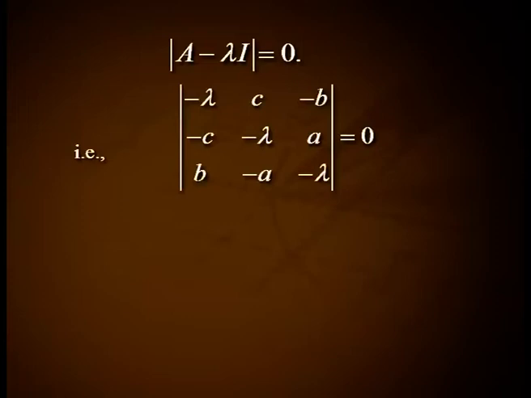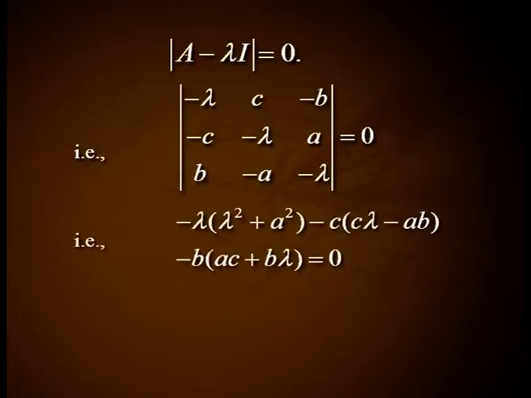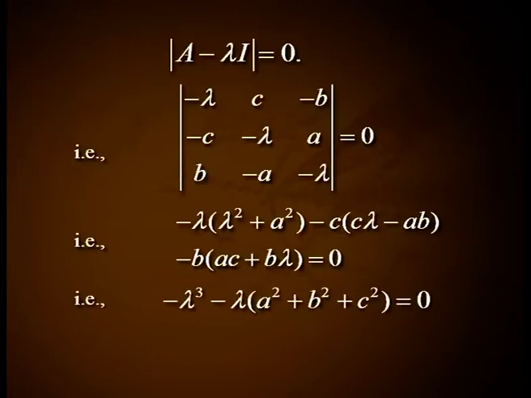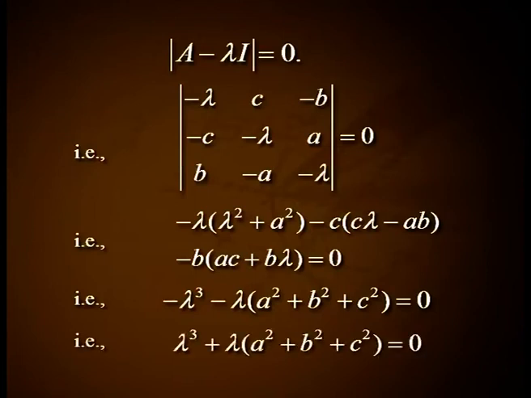Solution. The characteristic equation of matrix A is determinant |A - λI| = 0, that is, the determinant of [[-λ, c, -b], [-c, -λ, a], [b, -a, -λ]] = 0, that is, -λ(λ² + a²) - c(cλ - ab) - b(ac + bλ) = 0, that is, -λ³ - λ(a² + b² + c²) = 0, that is, λ³ + λ(a² + b² + c²) = 0.